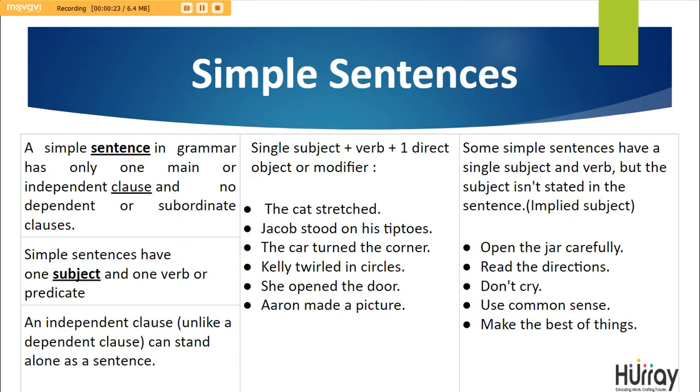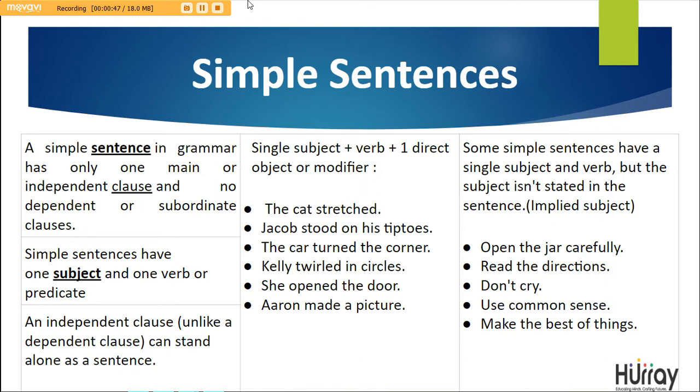Simple sentences are as follows. A simple sentence in grammar has only one main or independent clause and no dependent or subordinate clauses. Simple sentences have one subject and one verb or predicate. An independent clause, unlike a dependent clause, can stand alone as a sentence.